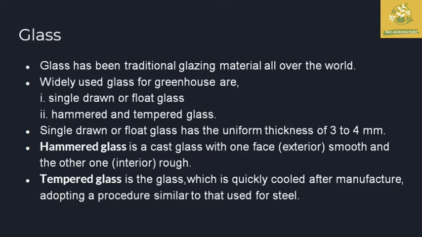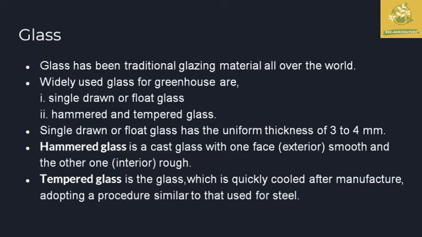So the most widely used greenhouse glasses are single drawn or float glass as well as hammered and tempered glass. So while seeing about the single drawn glass, they are said to be having a uniform thickness of around 3 to 4 millimeter. So these types of single drawn or float glasses are said to be used in greenhouses.